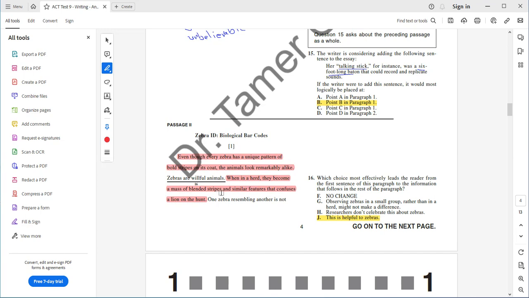So let's find the first sentence, the choice here. Does it lead from here to here? Read, please. A? Yes, read A. Zebras are willful animals. Do you know what willful means? No. Willful, like hard, stiff. Does he talk here about them being hard or stiff? No. He's talking about their color, right? Yes. So no, thank you. Let's look at the second one.